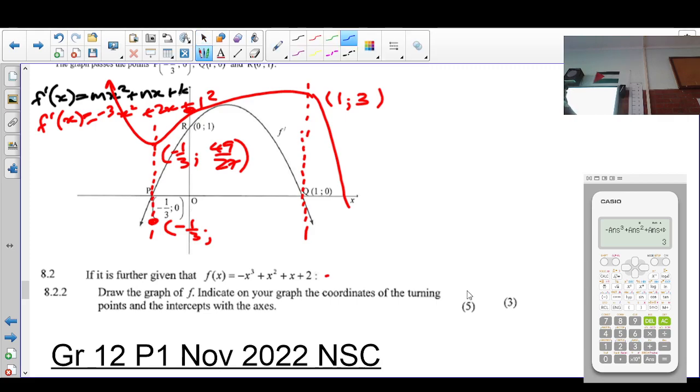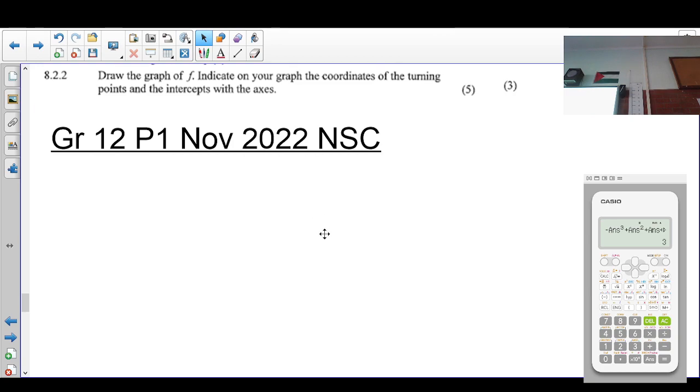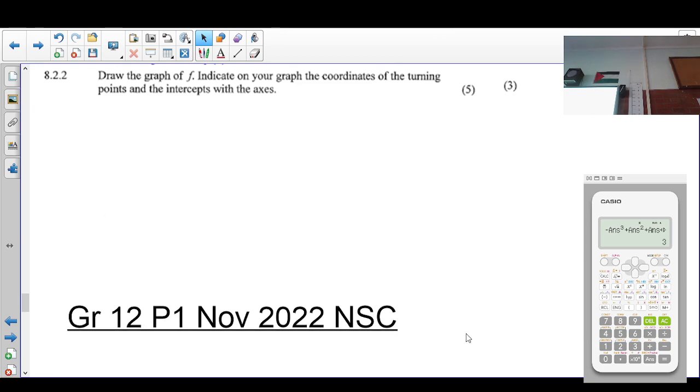So we already know these points here, and the graph cuts the y-intercept at 2. We already know that. So the one thing we still need to calculate is our x-intercepts. So how do you calculate your x-intercept? For the x-intercept, we let y equal to 0.